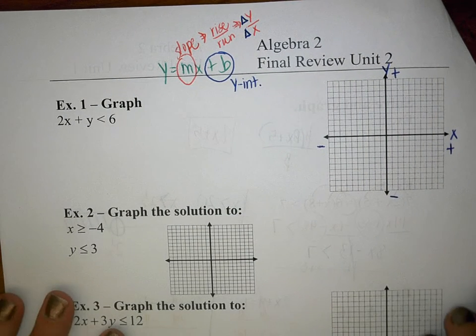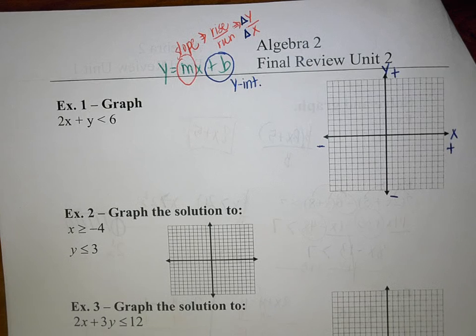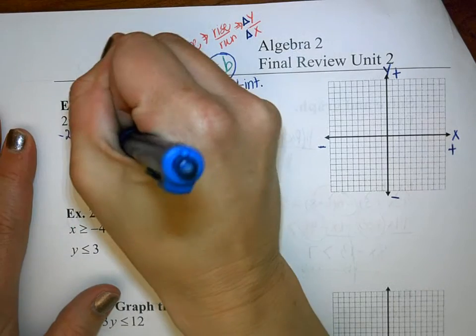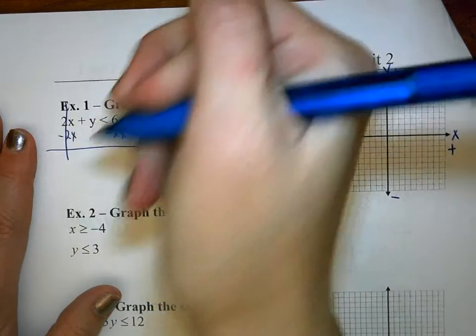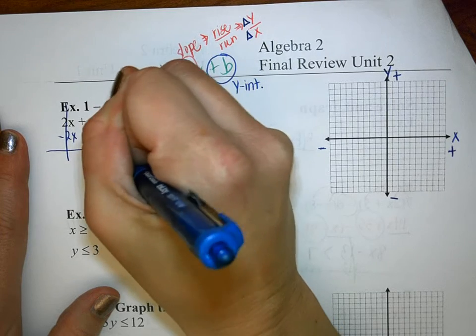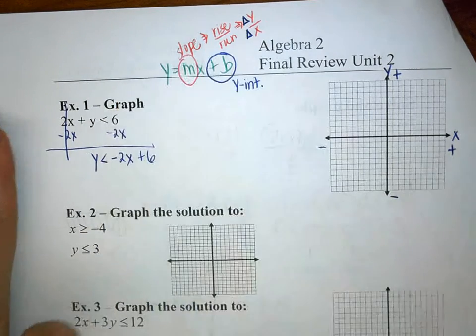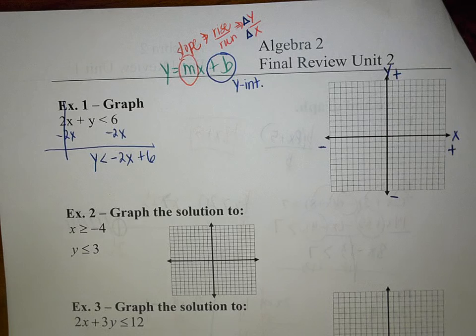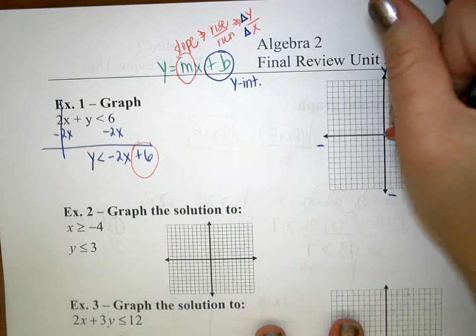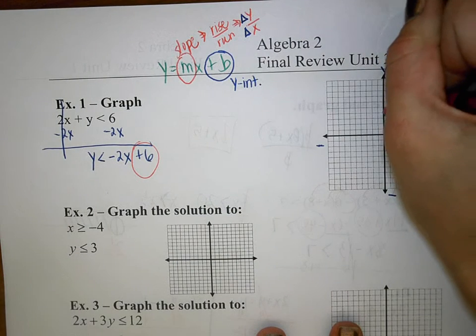Okay. So on example 1, is it in the correct form in order to graph it? No. What will I do? Very good. We're subtracting 2x. So now when I rewrite this, I have y is less than negative 2x plus 6 because we want it in y equals mx plus b form. What is the first thing you should graph? Your y-intercept, which in this case is 6. So we go up 6. 1, 2, 3, 4, 5, 6.